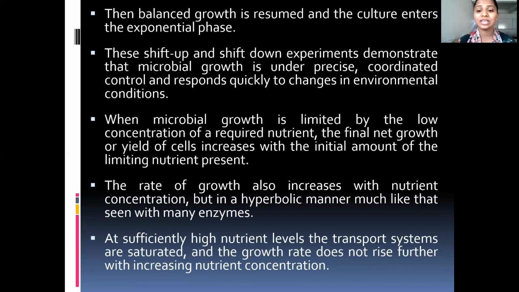When microbial growth is limited by low concentrations of a required nutrient, the final net growth or yield of cells increases with the initial amount of the limiting nutrient present. The rate of growth also increases with the nutrient concentration, but in a hyperbolic manner, much like that seen with many enzymes. At sufficiently high nutrient levels, the transport systems are saturated and the growth rate does not rise further with increasing nutrient concentrations.